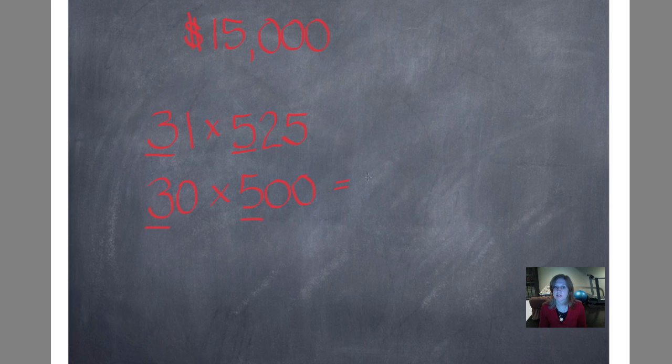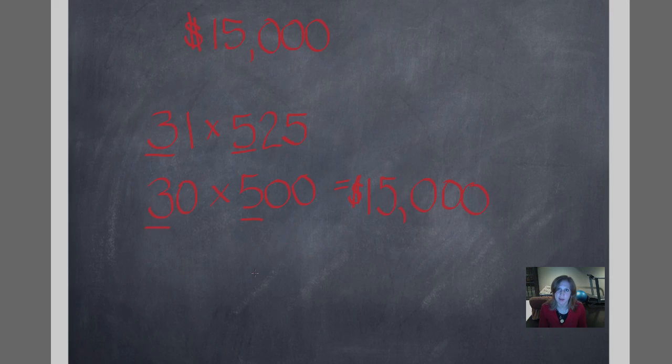3 times 5 is 15. And I have 1, 2, 3 zeros. So it looks like I'm going to make the exact amount. Now remember, we just did an estimate. We rounded. Did we round up or down? 31 we rounded down, and 525 we rounded down to 500. So our actual total profit is actually an underestimate, which means that if we multiplied 31 times 525, we would get more than that. So we will make enough to make a profit.